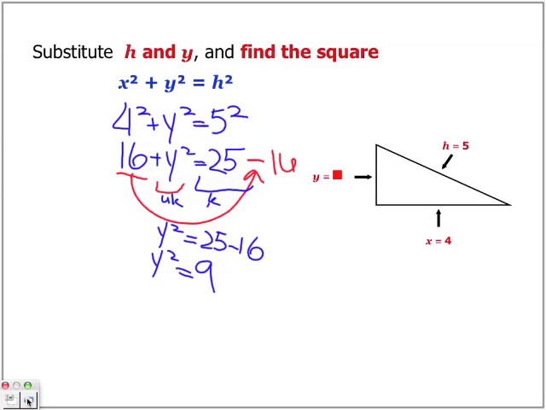Oh, I get it. How did you get 3? Square root, right? Because you want to isolate the y. And that is 3. Let me just leave it because there's no units.